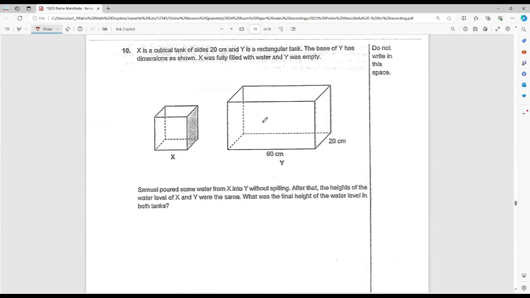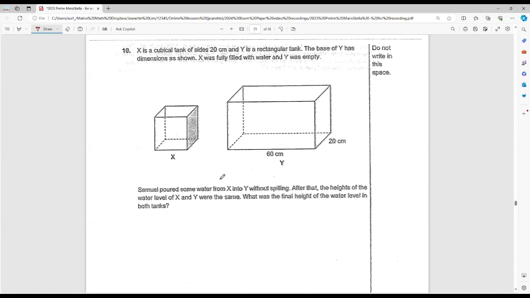Question 10. X is a cubical tank of sides 20 cm and Y is a rectangular tank. Base of Y, it has dimensions as shown. X was fully filled with water and Y was empty. Samuel poured some water from X into Y without spilling. After that, the heights of the water level of X and Y were the same. So what's the final height of water level in both tanks?